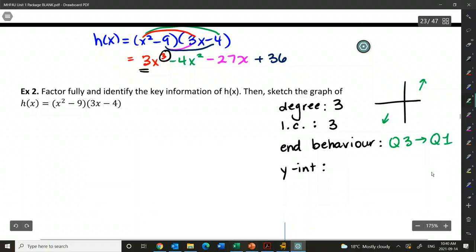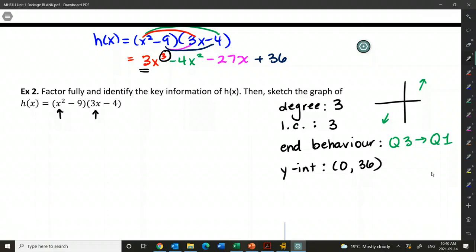What is the y-intercept here? 36. So I write that x is 0, y is 36. I can tell that by the constant. Or if I wanted to, in this format, I could sub in zeros for both of these x's and just calculate. Evaluate h at 0. That's what we do for y-intercept. Okay, we'll use that in a little bit.